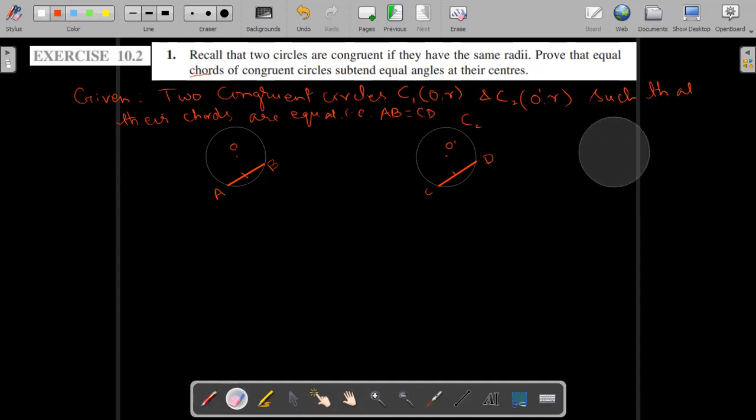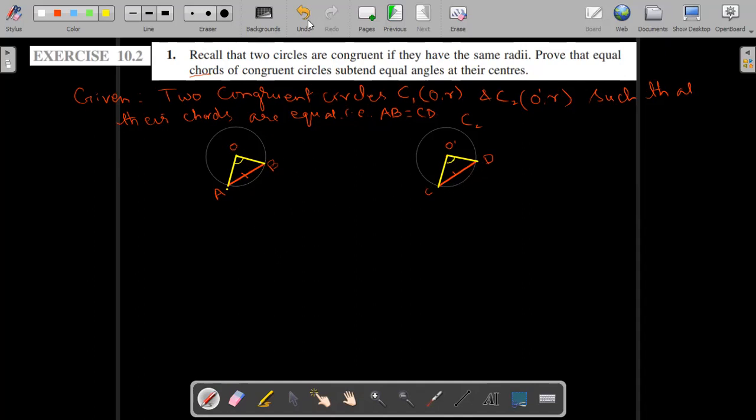Okay, got it? And we have to show that they subtend equal angles. So now we have to do the construction. They are subtending equal angles, means this chord is subtending an angle here. We have to show that these two angles are equal, means this angle will be equal to this angle. Okay, these two angles will be equal. This we have to show.